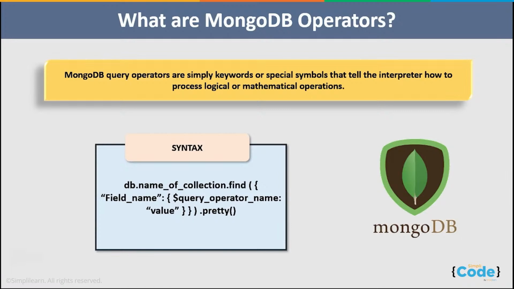So let us just quickly understand the syntax of the operators in MongoDB. The syntax is followed as db.nameofcollection.find, and within the parentheses we have to mention the field name and a colon, and then we have to mention the $ symbol with the operator that we want to use, mention the value, and finally we use the pretty method.